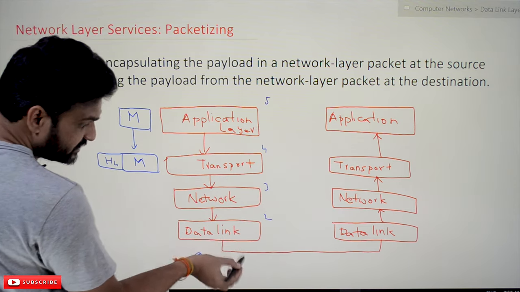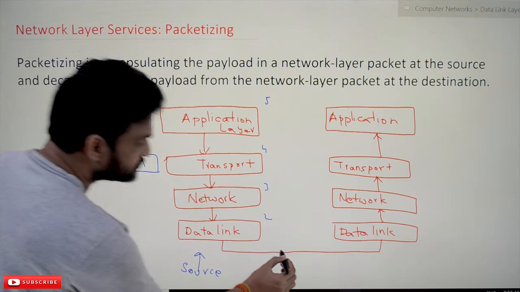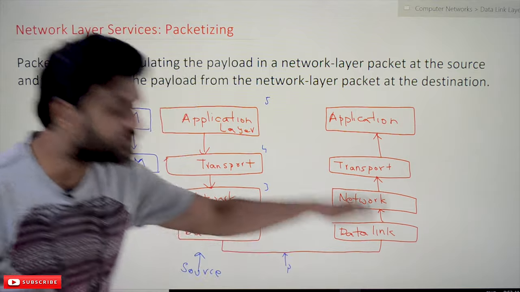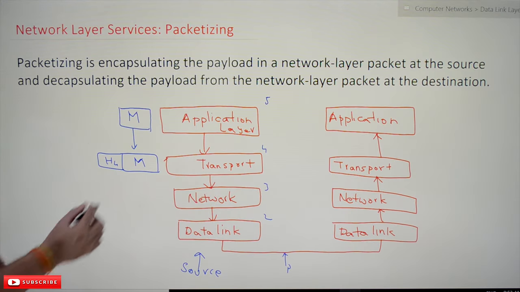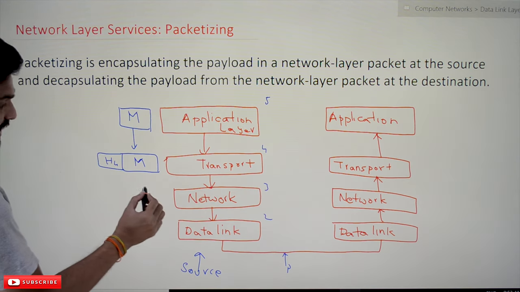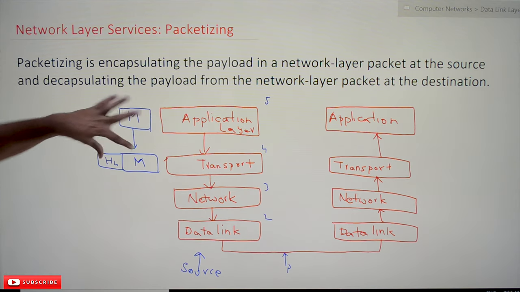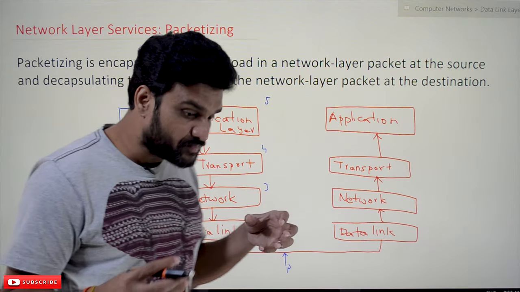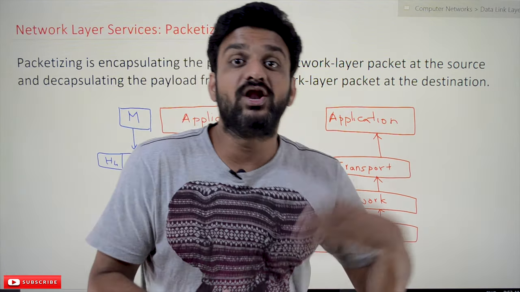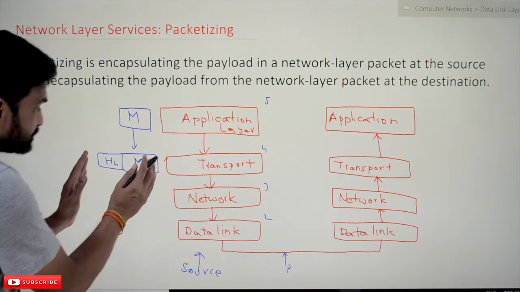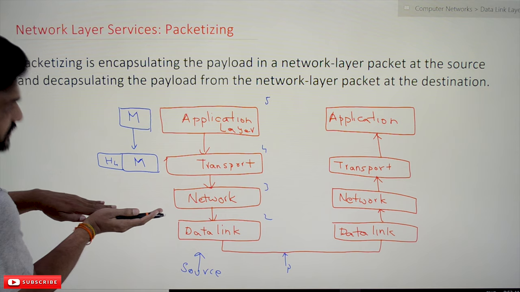Within this, the physical layer is also there. This is the physical medium through which the data is transmitted. The header 4 will get attached to the message, and this is no more a message. Payload means the combination of the actual message along with some header. This payload will be transferred to the network layer.